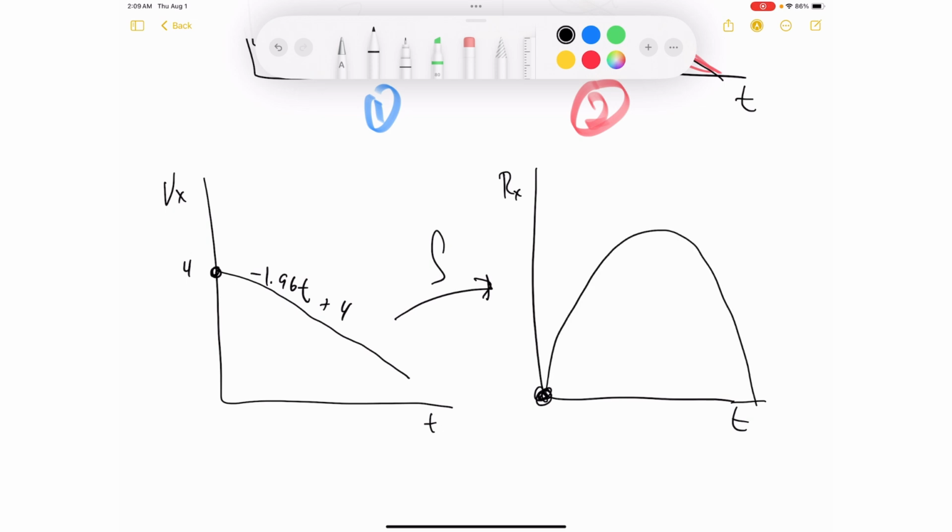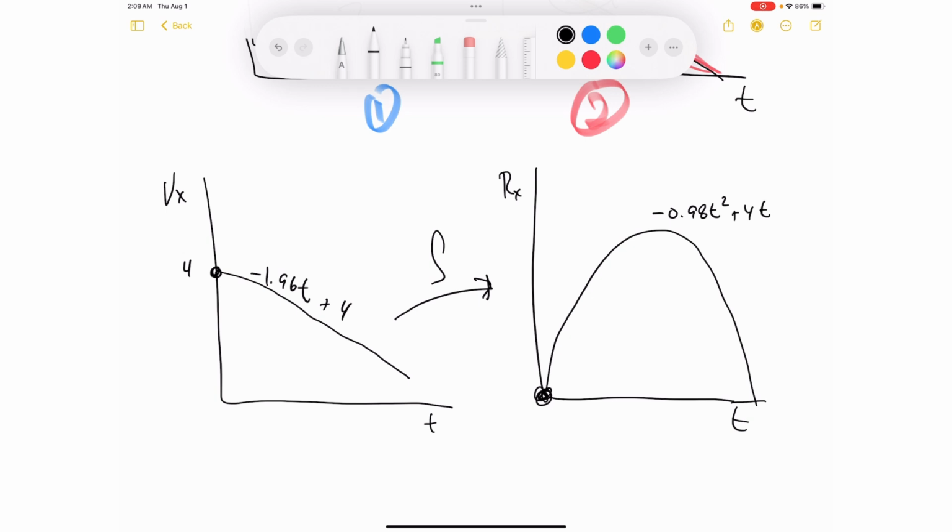And if you take negative 1.96 t plus 4 and you integrate it, you get negative 1.96, and you take half of that and you do t and you square it. So it's 0.98 t squared, and then you take the 4 and you make it 4t, plus 4t.